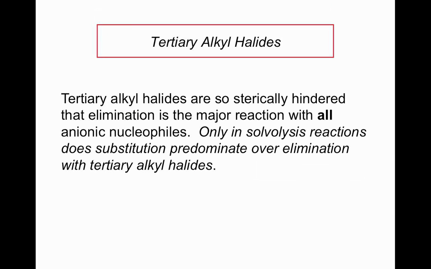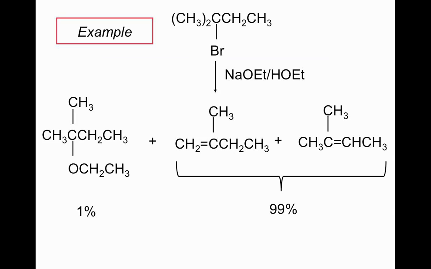We've talked about secondary alkyl halides and primary alkyl halides. All that's left is tertiary alkyl halides. Tertiary alkyl halides have so much crowding around their alpha carbons that they will always favor elimination under second order kinetics. It is only in cases where you're working with solvolysis under first order kinetics that you can get substitution to predominate over elimination. Let's look at an example of this.